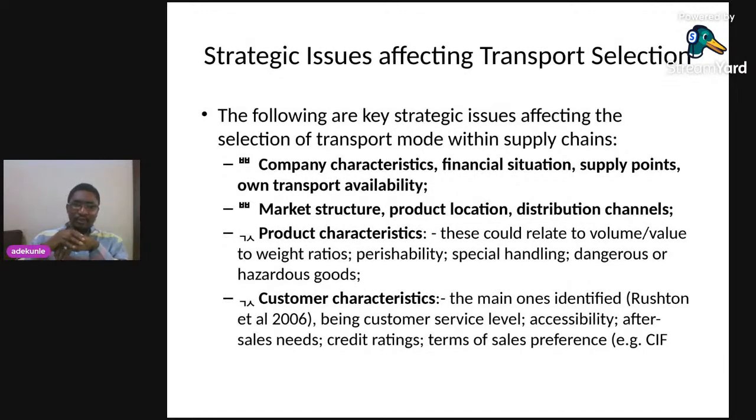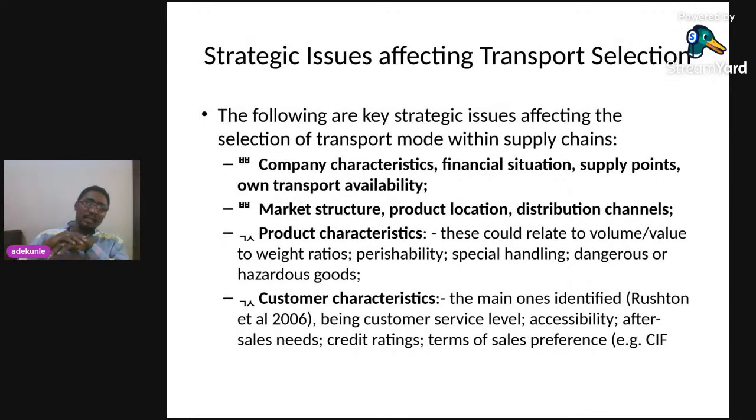Some of the strategic issues are, one, you look at the characteristics, because you want to look at the issues that will affect your selecting the transport mode within the supply chain. One of the things you look at is the company characteristics in question: the financial situation of the organization, the supply point of the organization, and of course if they own their own transport system. It's one thing that will affect your selection.